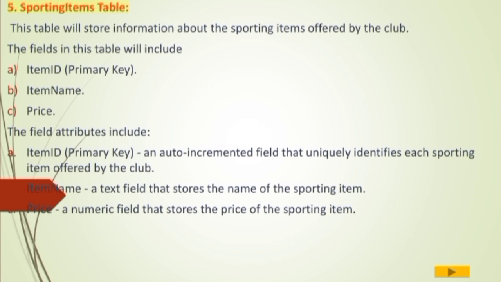5. Sporting items table. This table will store information about the sporting items offered by the club. The fields in this table will include A. Item ID primary key. B. Item name. C. Price. The field attributes include A. Item ID primary key, an auto-incremented field that uniquely identifies each sporting item offered by the club. B. Item name, a text field that stores the name of the sporting item. C. Price, a numeric field that stores the price of the sporting item.